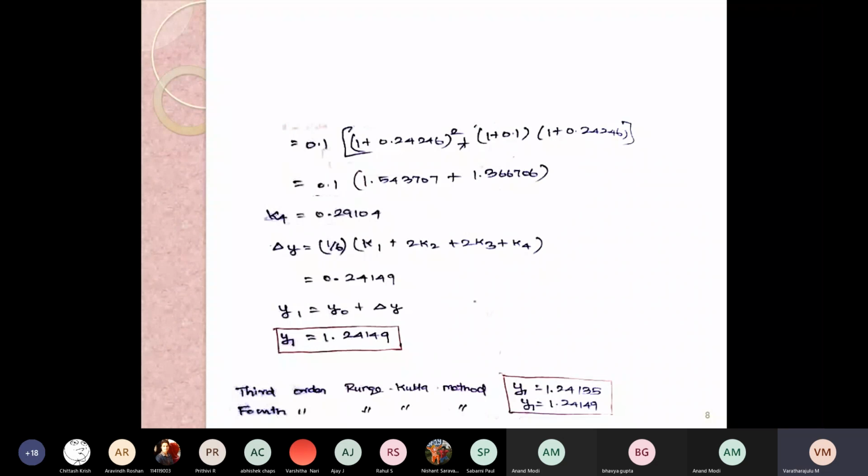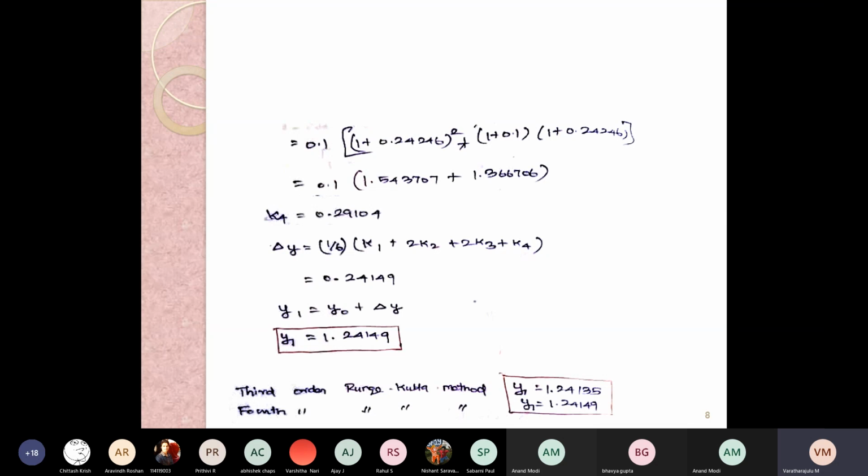Yes, wait. The calculated K3 value is 0.24246. That was not given in the presentation. Please make a note that your K3 is equal to 0.24246. And this calculation is for K4.